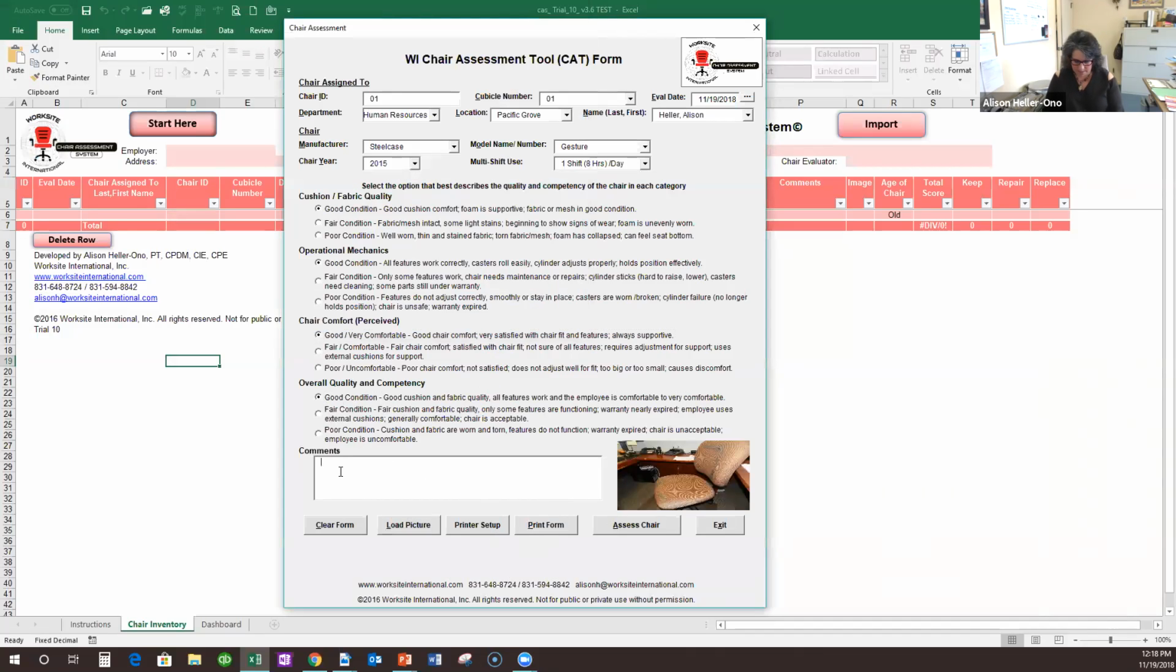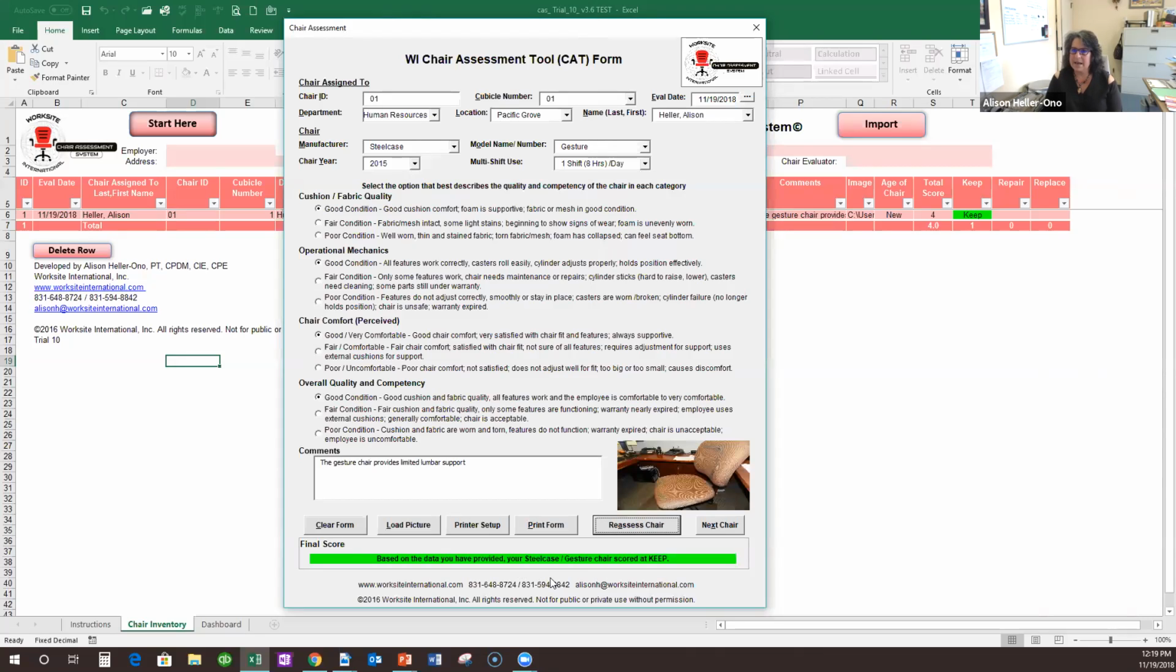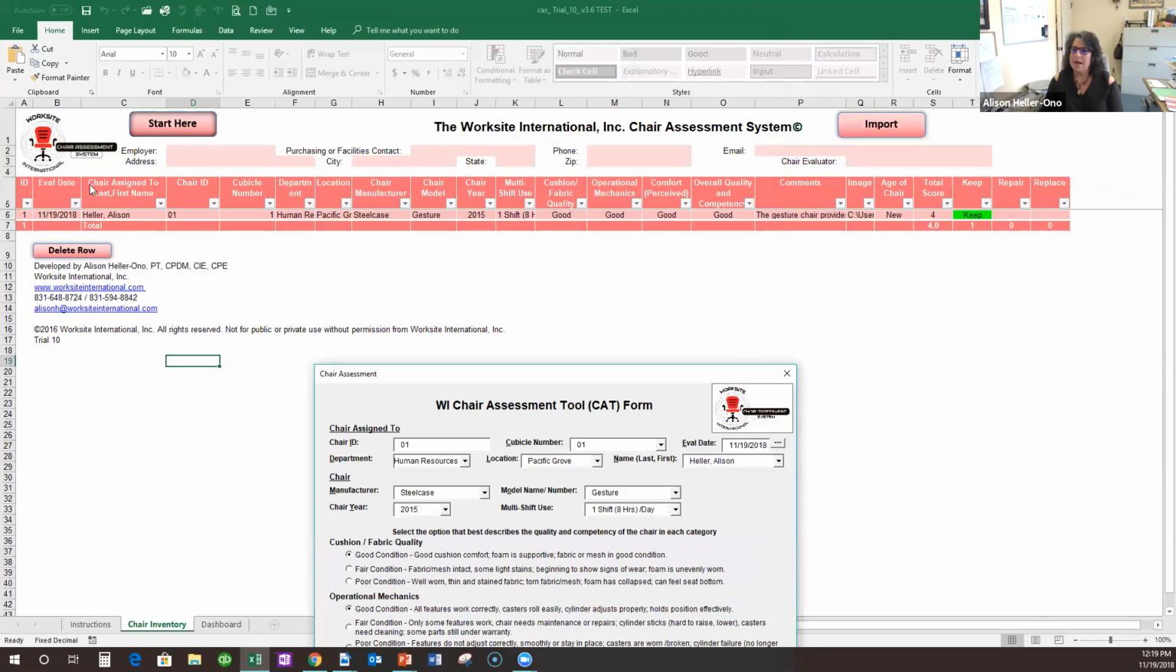And I'm going to write some comments. I'm going to say that that gesture chair provides limited lumbar support. Okay, now I'm going to select Assess Chair, and I get my score. Based on the data I provided, my Steelcase chair scores as keep. And it automatically populates it here into the database. Okay? What do you think of that, you guys?